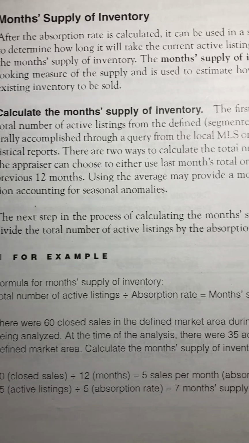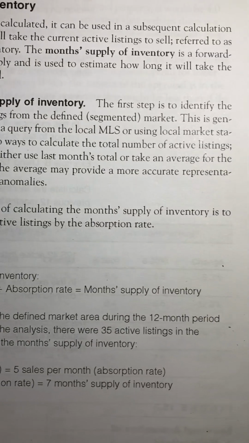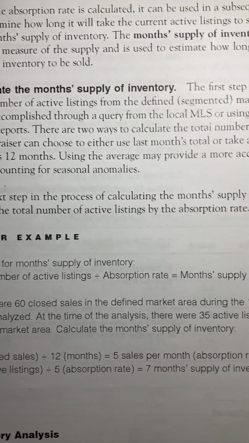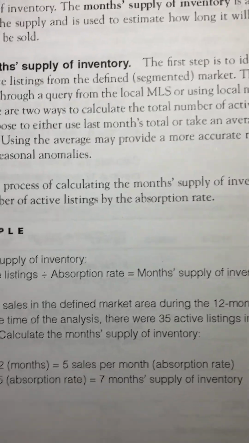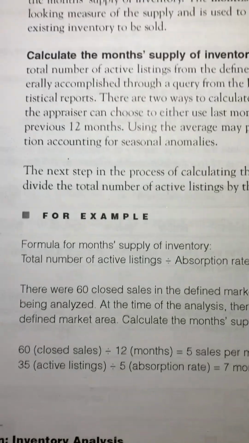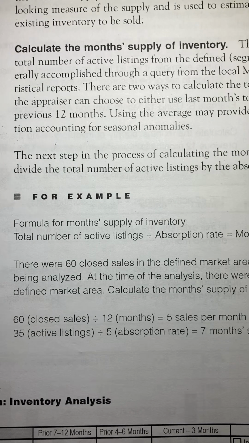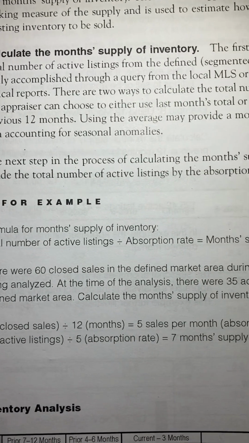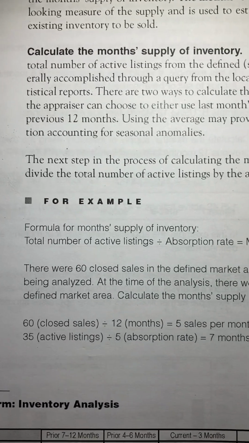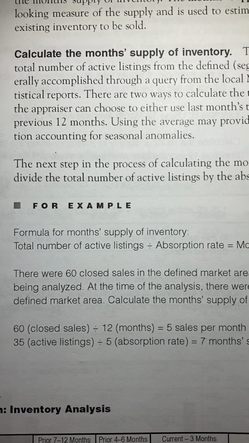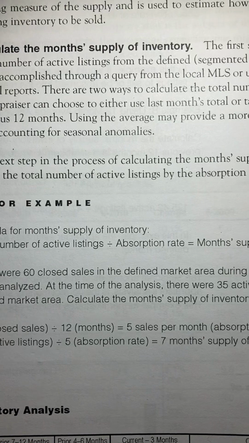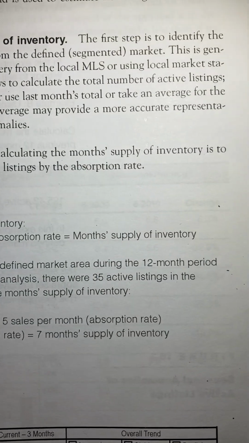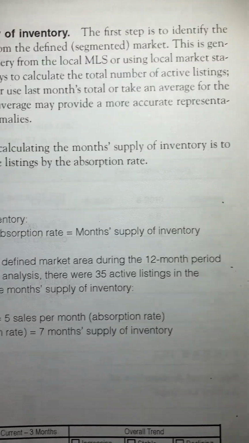The next step in the process of calculating the month's supply of inventory is to divide the total number of active listings by the absorption rate. For example, formula for months supply of inventory: total number of active listings divided by absorption rate equals months supply of inventory.